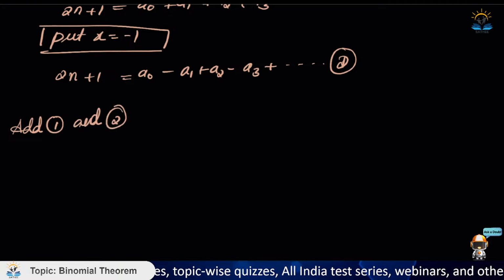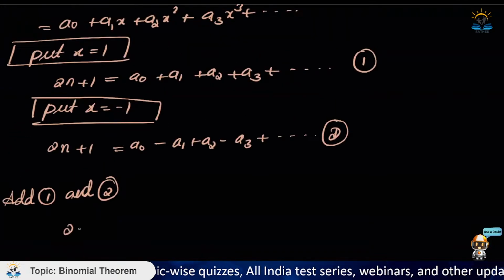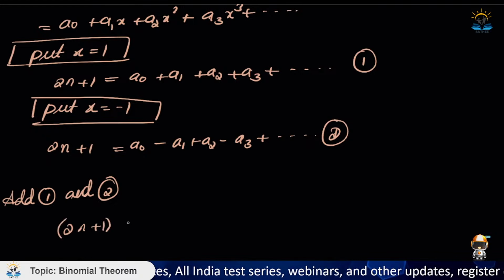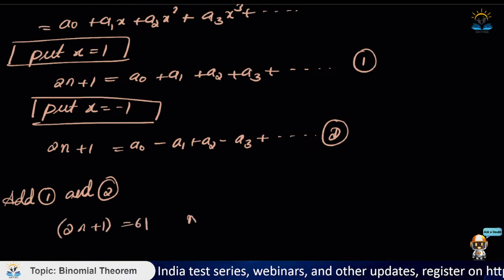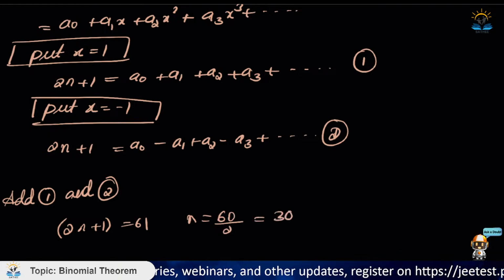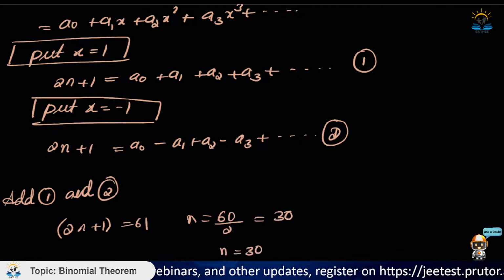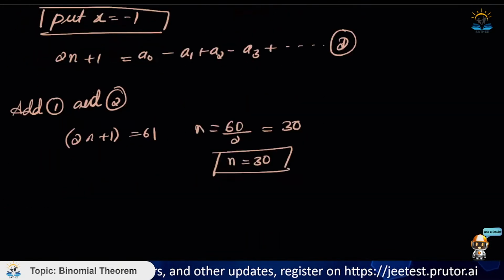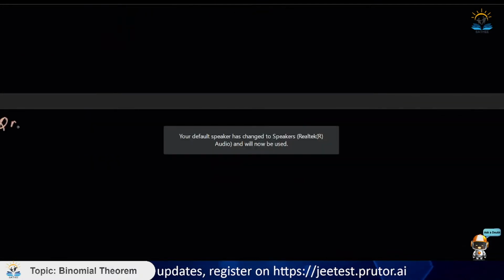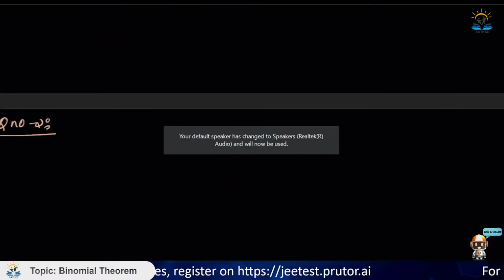So on adding 1 and 2, what happened here? So basically 2n + 1 will be equal to 61. So n will be equal to what? 60 by 2, that will be equal to 30. So n = 30, we can say. Okay, so this is question number 1 which we have to solve. Now the next thing, question number 2 comes.